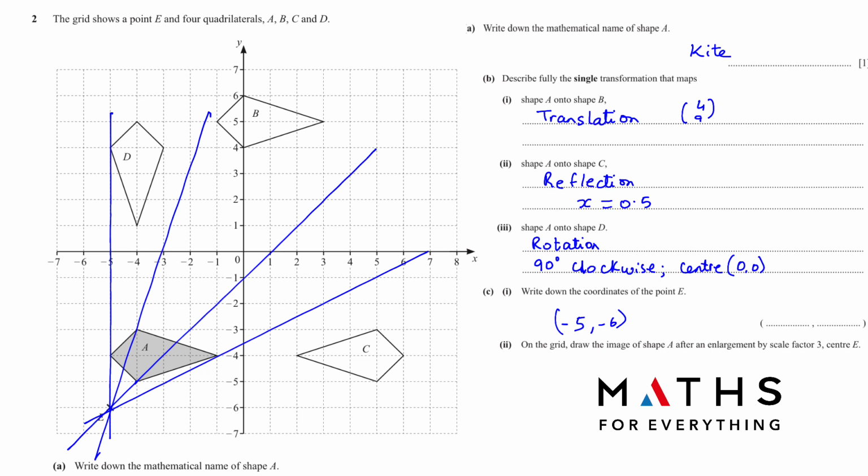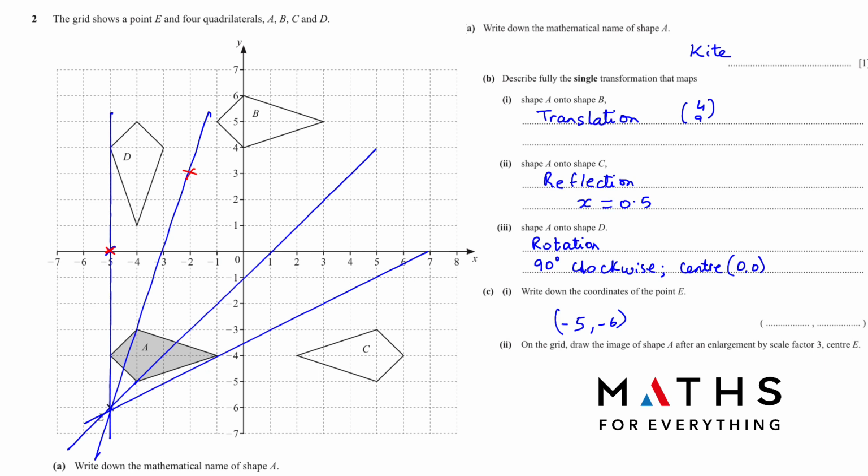Now the scale factor is 3. We count the number of squares from each vertex to E. We got 2 here. So 2 multiplied by 3 is 6. So 2, 3, 4, 5, 6. Make a point here. Then we go to the other vertex. This is 1, 2, and 3. 3 multiplied by 3 is 9. So 3, 4, 5, 6, 7, 8, 9.